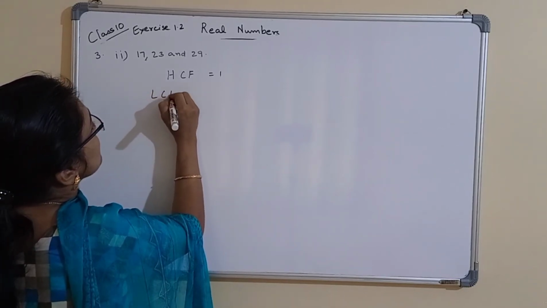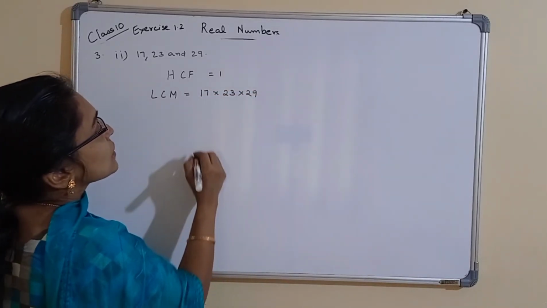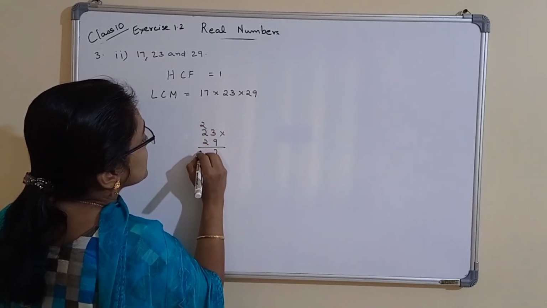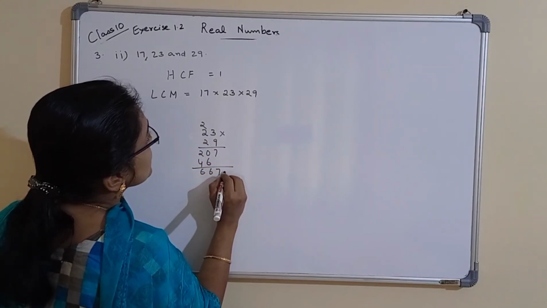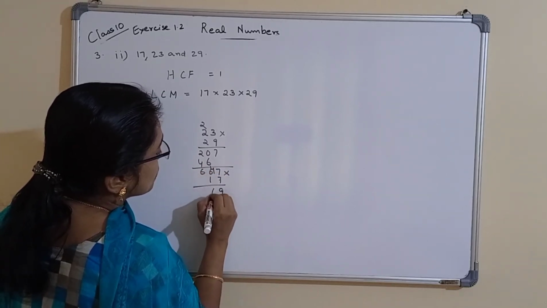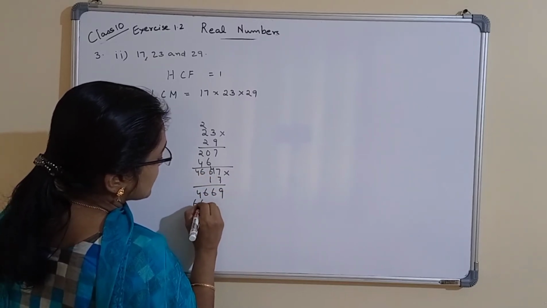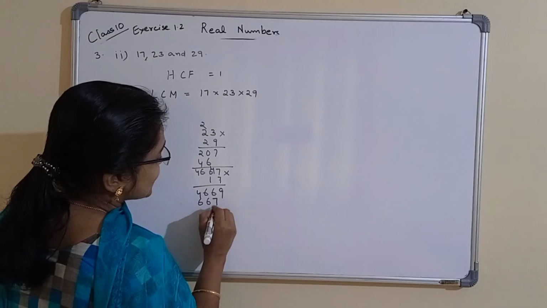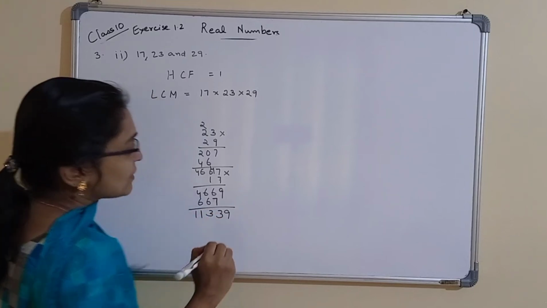And what is the LCM? We have to multiply these. 17 into 23 into 29. 23 into 29 is 3 nines are 27, 18 plus 2 is 20, then 6, 4. So 667 into 17. 7 sevens are 49, then 42 plus 4 is 46. Then 667, so sorry, we'll get this as 11339.